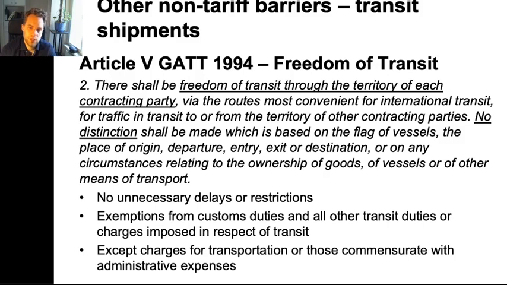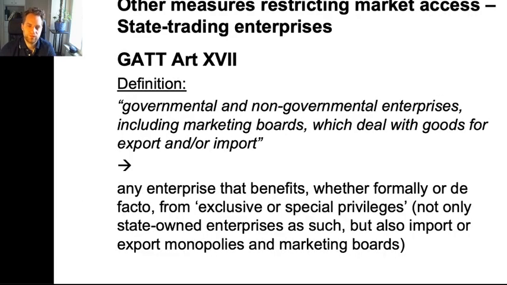Also, there are no customs duties or any other duties to be paid if a product only passes through your territory, if it is not meant to be exported to the market of the state through which it passes. However, a state may impose charges for transportation, but they have to be commensurate with administrative expenses. This is not meant as a hidden tax or a hidden source of income, but obviously all these charges cost some money. You have to apply authorities, you have to establish structures here, and these costs shall be covered. But again, this is not meant to be a hidden tax.